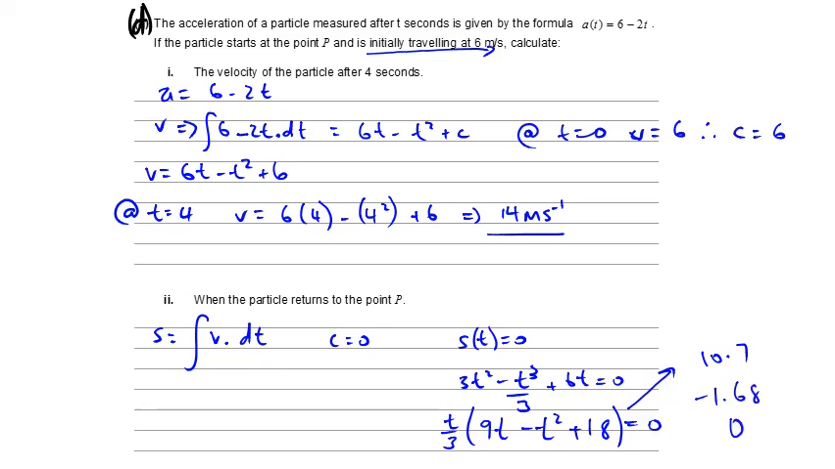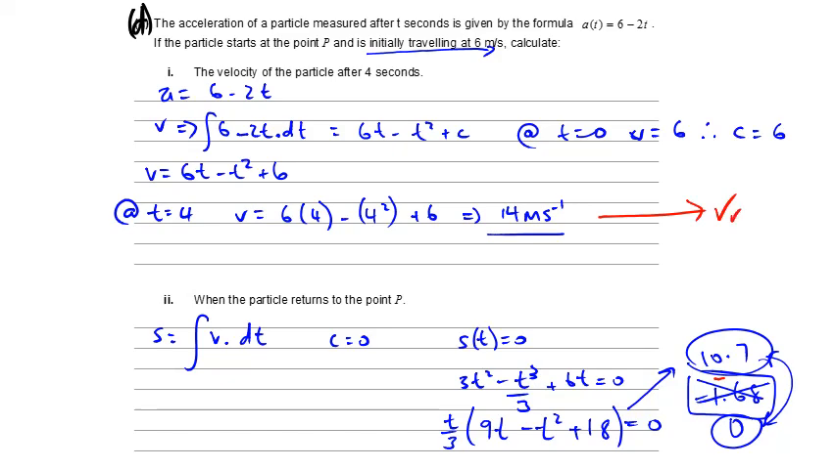Sorry, you get three answers and 0. Obviously the 0 is where it started at that point. 10.7 is when it returns, and you can't have a negative 1.68 time. So that one there is irrelevant. But that there is your excellence question. I stopped doing it for here. That is a merit expression, constant given. That there was your achieved. So being able to integrate that and read this part here to give you that plus 6, that was your achieved question.